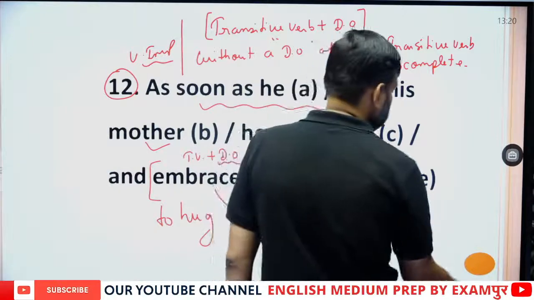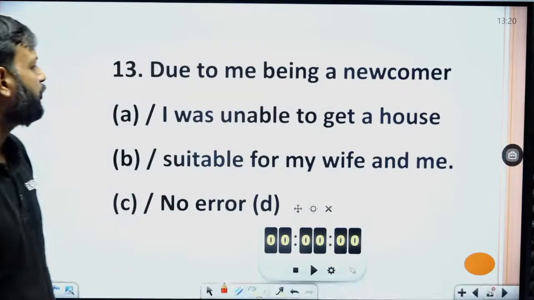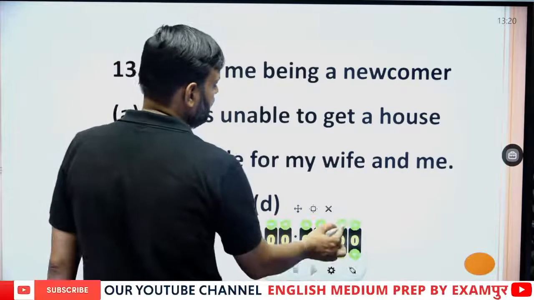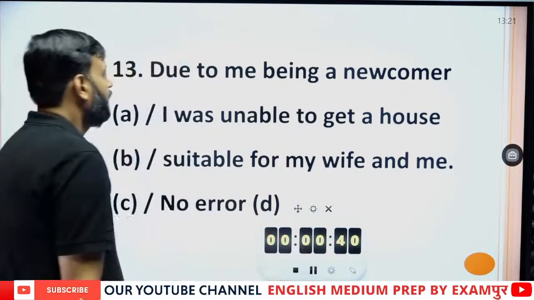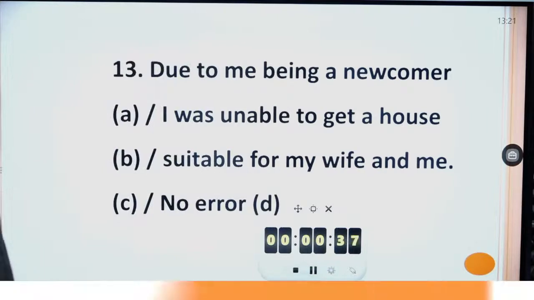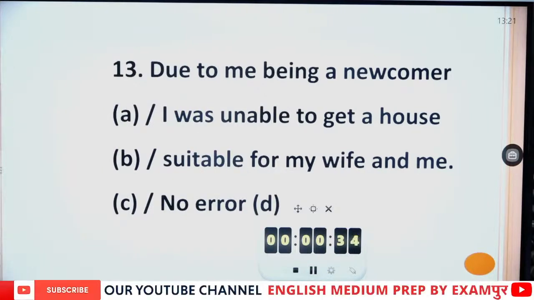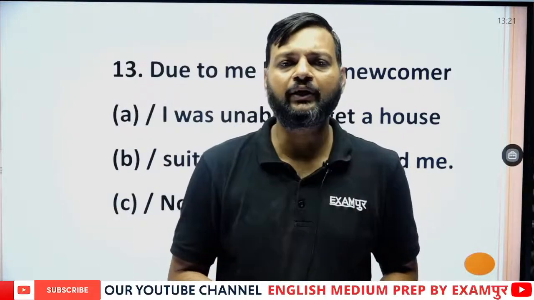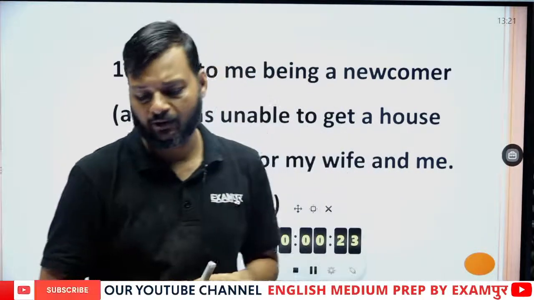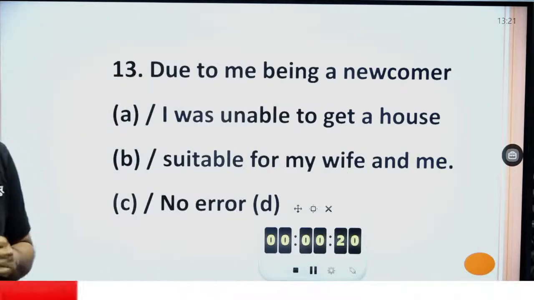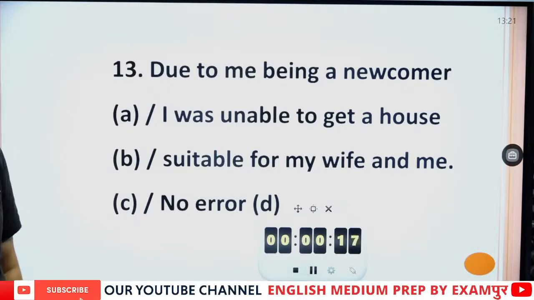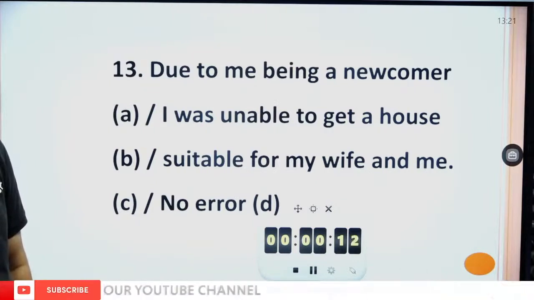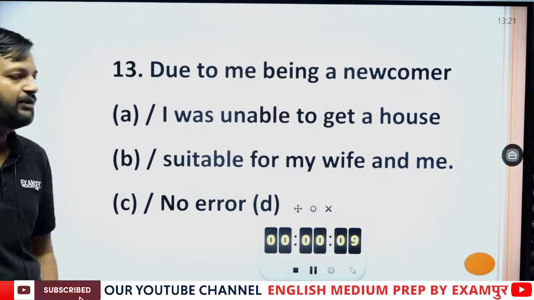Now the next question. Due to me being a newcomer, let me set the timer first. You have 40 seconds to solve this question. Due to me being a newcomer, I was unable to get a house suitable for my wife and me. What is the error in this sentence? Read the sentence carefully and then answer the question. What is the error?